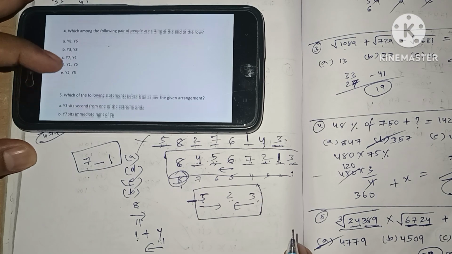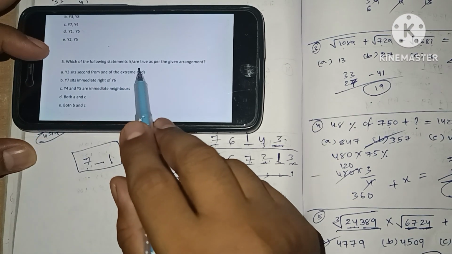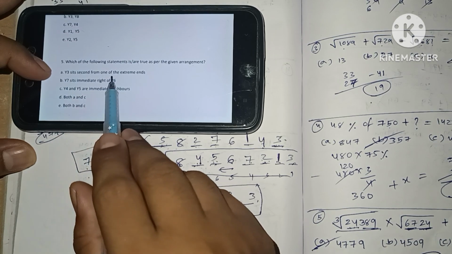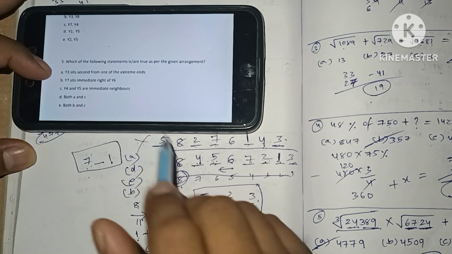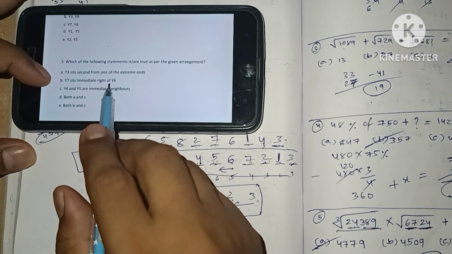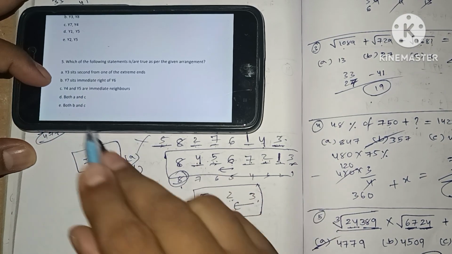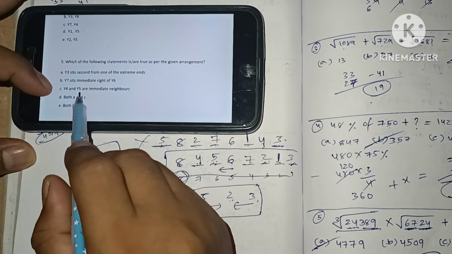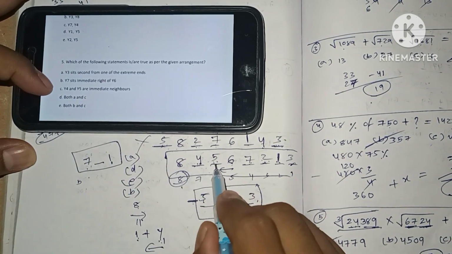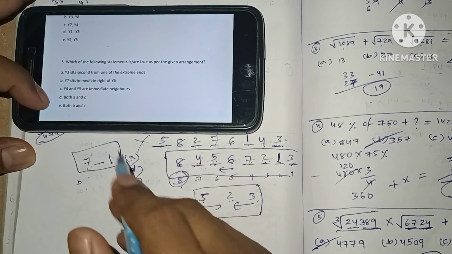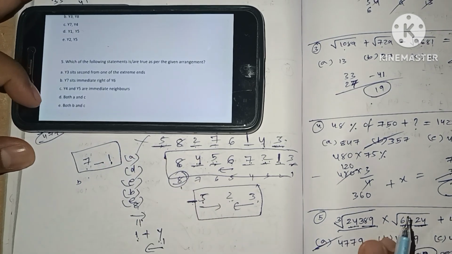Next one, fifth question. Which of the following statements is true as per the given arrangement? 3 is second from one of the extreme ends? No. 7 is immediate right of 6? Yes, the second one, B, is possible. 4 and 5 are immediate neighbors? 4 and 5 are immediate neighbors. So both B and C are our answer. Option E is our answer.